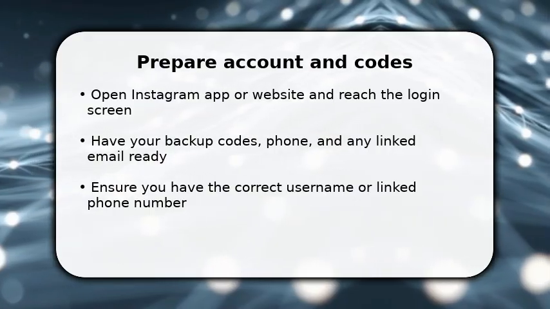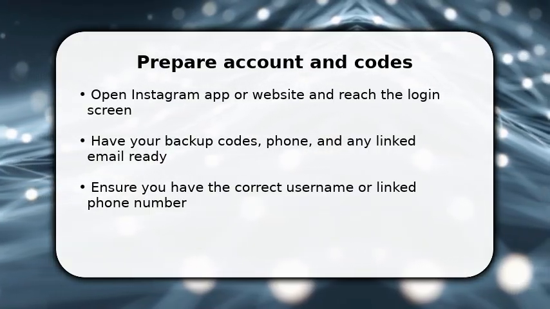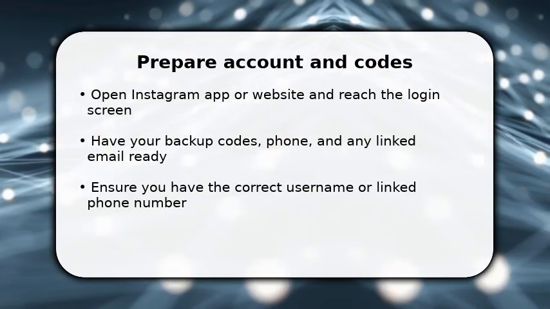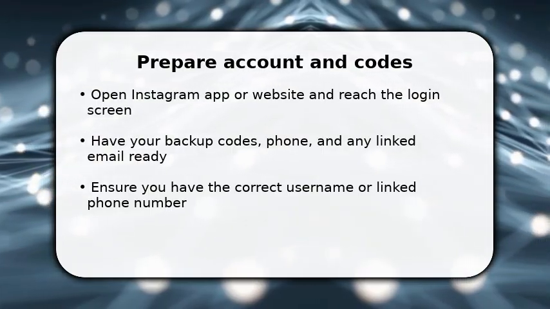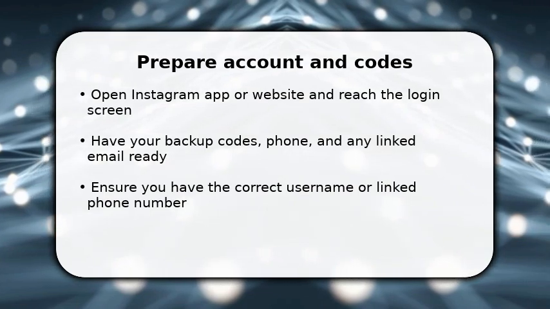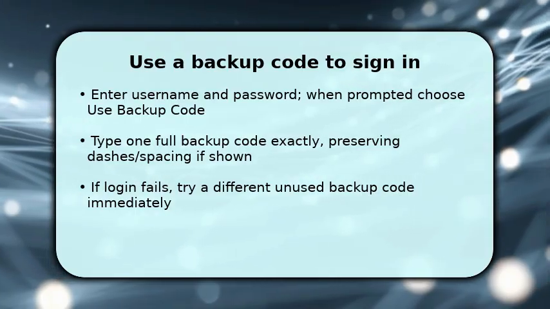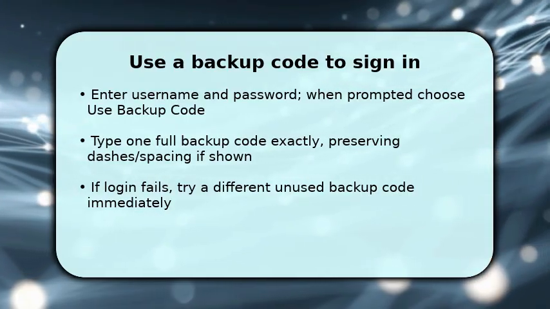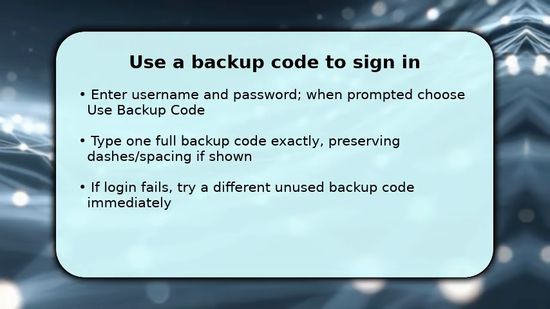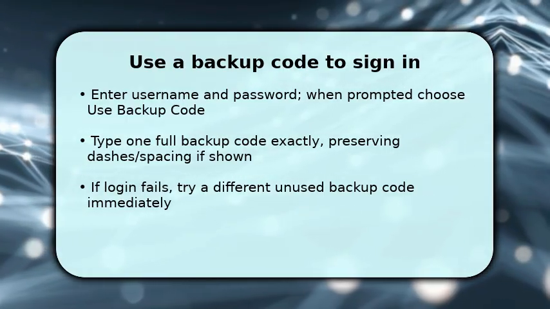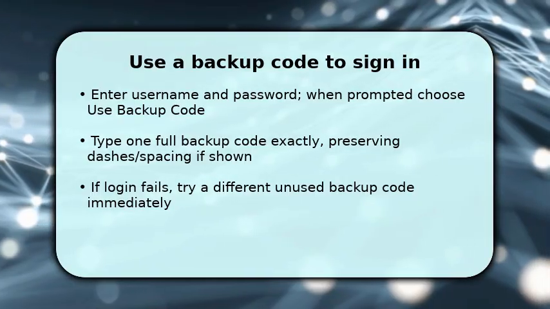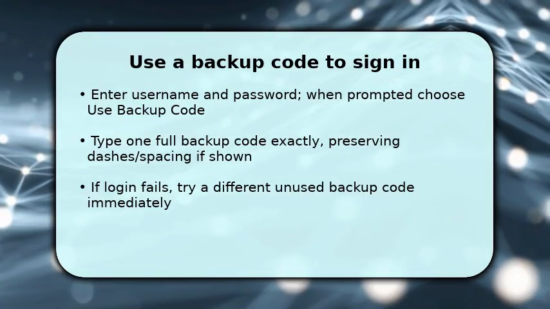Acting now avoids delays when you hit two-factor prompts, so pause any other steps and focus on the code list before proceeding to login. You enter your username and password, and when Instagram asks for the two-factor code, select Use Backup Code. Then type a single backup code exactly as shown. Small mistakes break the attempt, so copy carefully. Once done, Instagram should accept the code and sign you in.